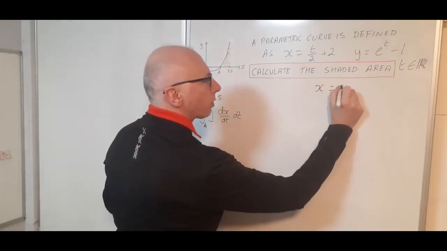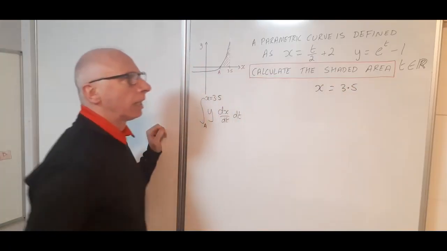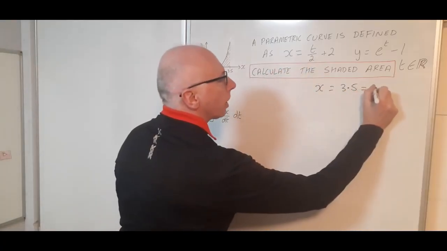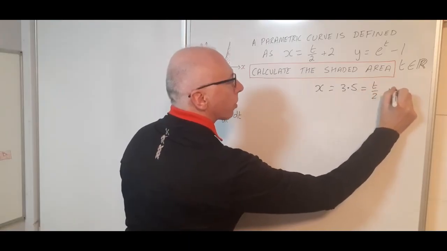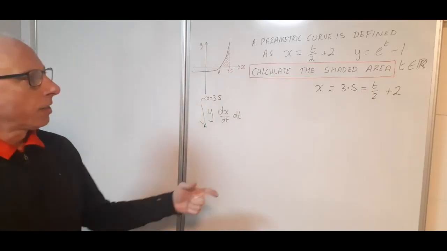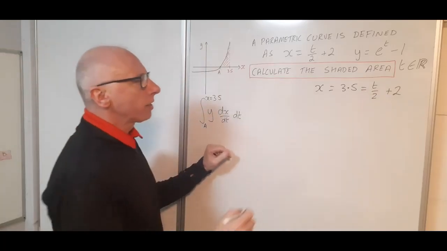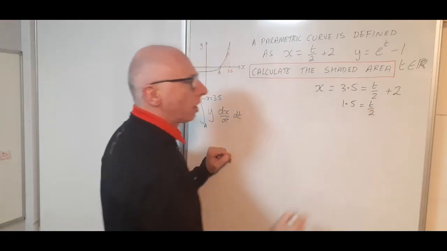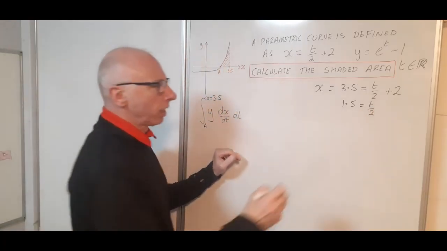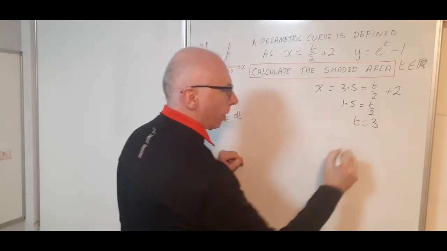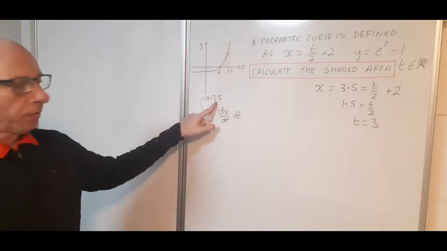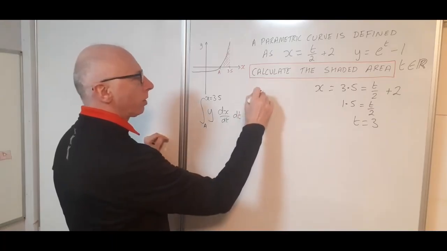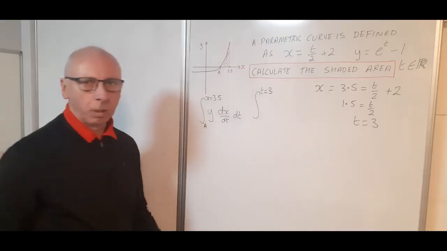So if x equals 3.5, then 3.5 equals x, so x equals this, t over 2 plus 2. So subtract 2 from both sides. Then I've got 1.5 equals t over 2. So we can see clearly here that t equals 3. So that's t equals 3 when x equals 3.5. So let's start off our integral down the centre here. So we've got t equals 3. So that's our first building block.